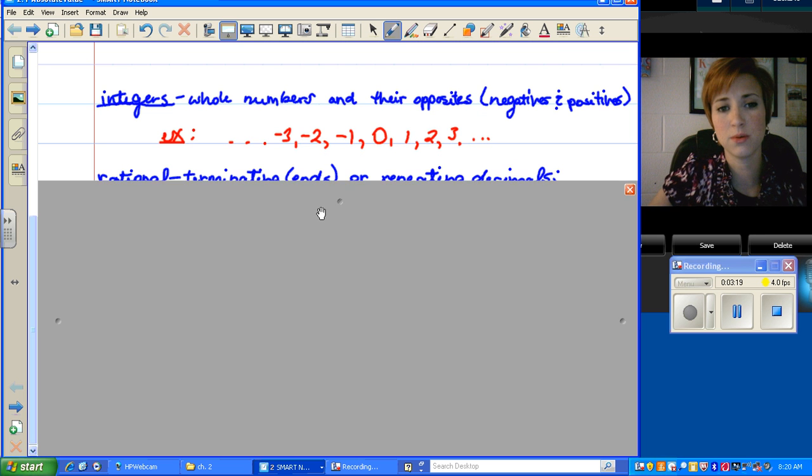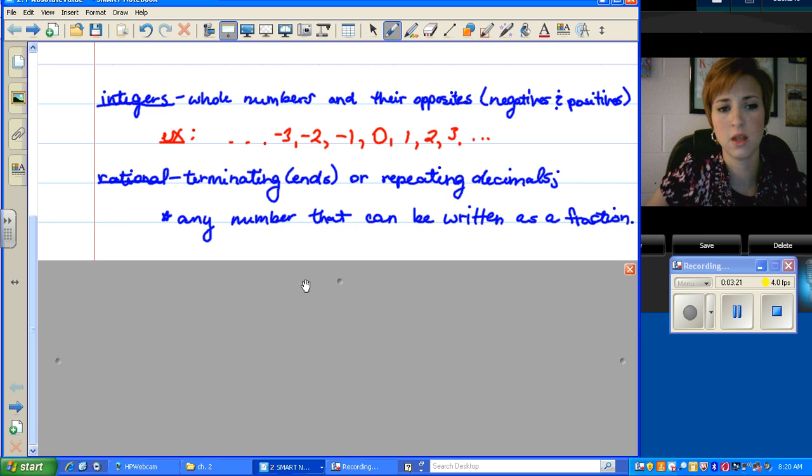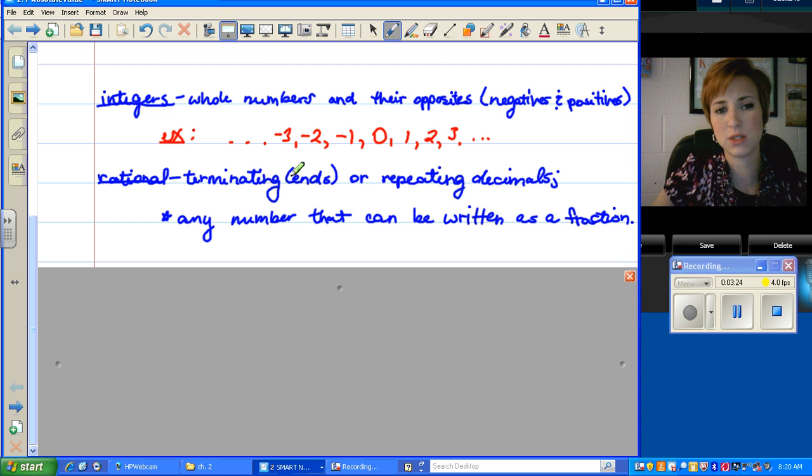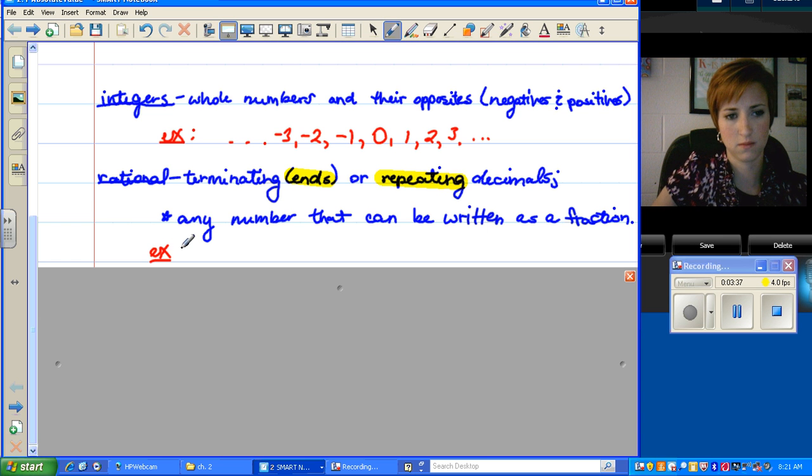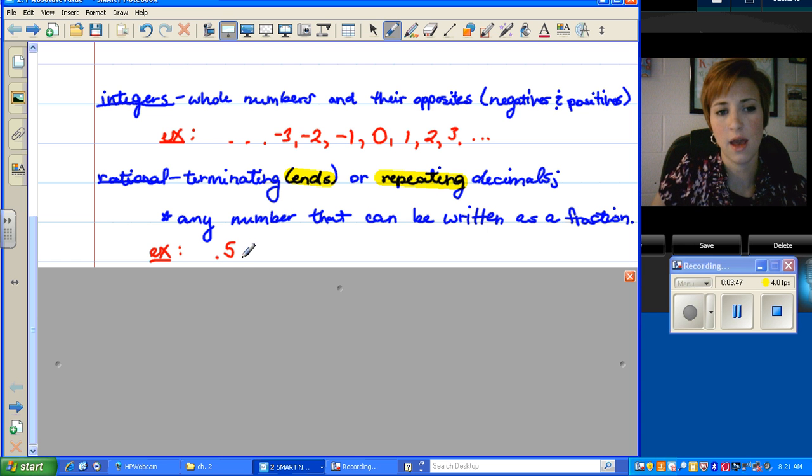Our next group is rational numbers. And it says terminating, which means it ends. So terminating or repeating decimals. And it's any number that can be written as a fraction. So if you think about a terminating decimal, that's like 0.5 because it stops. That's as far as it goes. And it says any number that can be written as a fraction. Well, I can write 0.5 as 1/2.